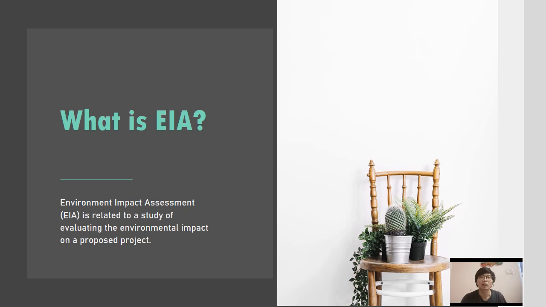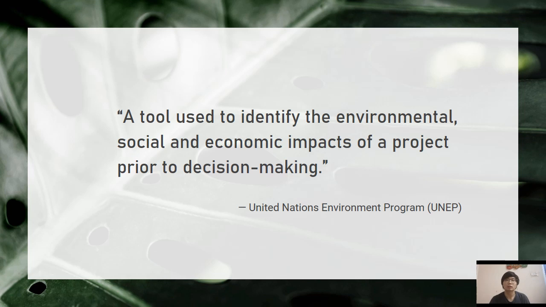So, what is EIA? Environment Impact Assessment (EIA) is a study of evaluating the environment impact of a proposed project. The United Nations Environment Programme defines the Environment Impact Assessment as a tool used to identify the environment, social, and economic impact of a project prior to decision making. So, we can know that EIA can help us to identify the various impacts of a project before we make a decision to build something. The impact can be environment, social, and economic impact.